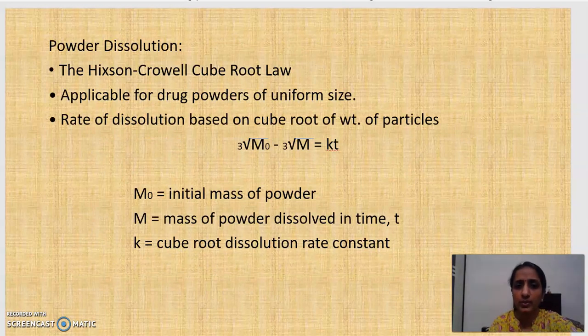Another equation which gives the dissolution of powdered particles, applicable for drug in the powder form, is given by the Hixson-Crowell cube root law. Here the rate of dissolution is based on the cube root of weight of particles. So cube root of m0 minus cube root of m is equal to kt, where m0 is the initial mass of powder and m is the mass of powder remaining at time t, and k is the cube root dissolution rate constant.